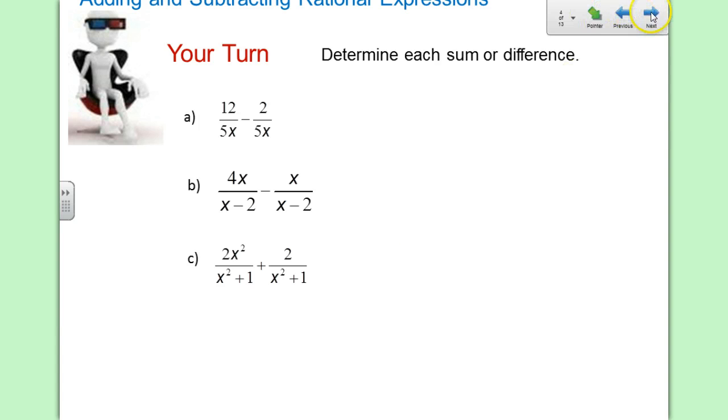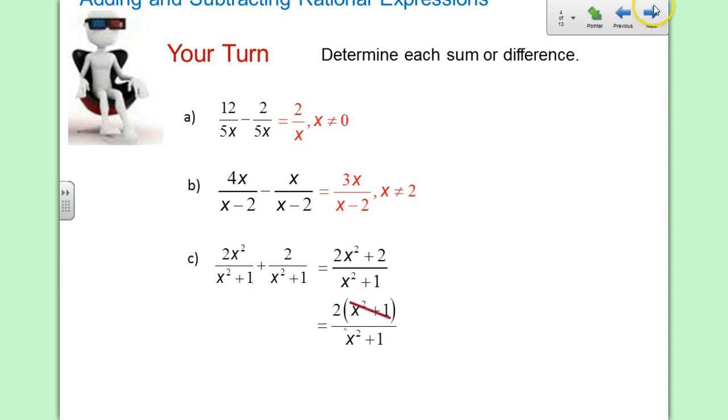Okay, so you're back now. I'm assuming you did it. You should have got an answer of 2 over x, non-permissible value 0. Then 3x over x minus 2. And lastly, 2x squared plus 2, but you remembered to look for simplifying if you can, and we end up with 2. And a reminder, just in case you were thinking, oh, maybe I forgot to simplify here.